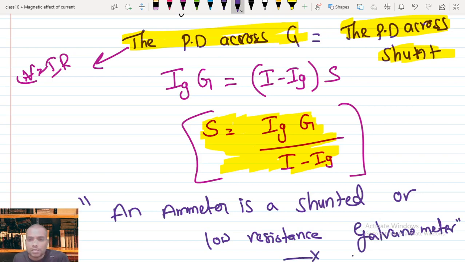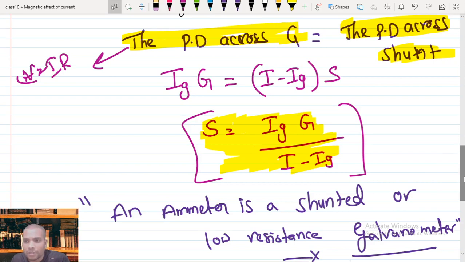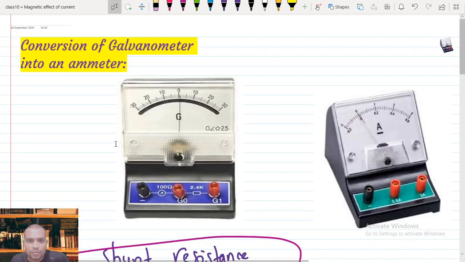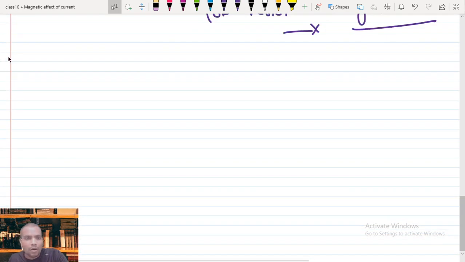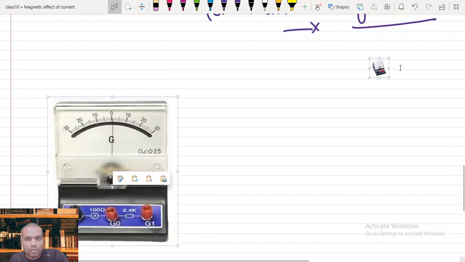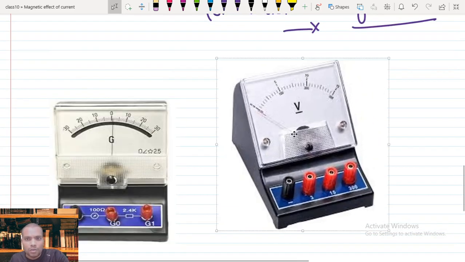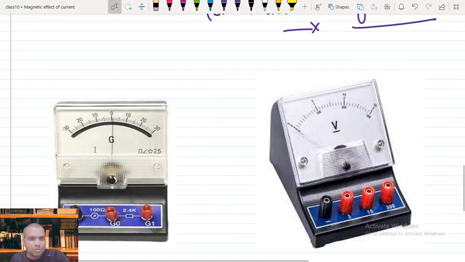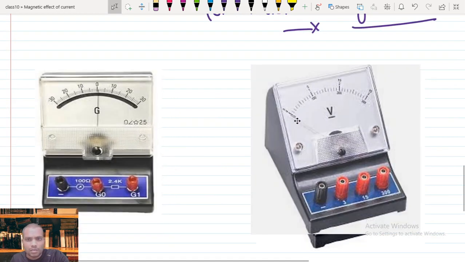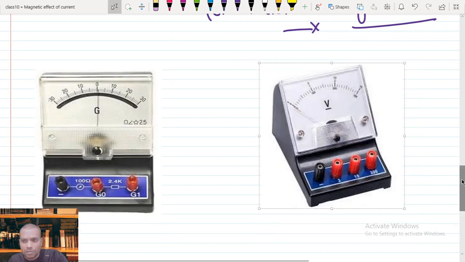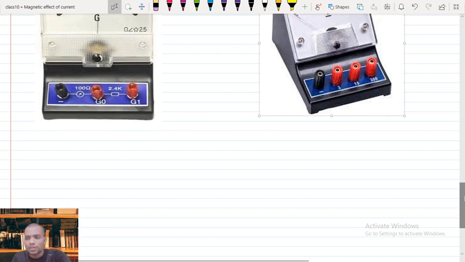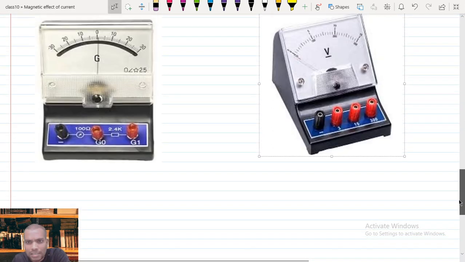Yeah, so this is the concept of how we convert a galvanometer into an ammeter. Not only can a galvanometer be converted into an ammeter, the galvanometer can also be converted into a voltmeter. We know the voltmeter is used to measure the potential difference across the given circuit. So with the help of the voltmeter, we can measure the potential difference in the given circuit. Suppose you have a galvanometer, that galvanometer can be converted into a voltmeter.